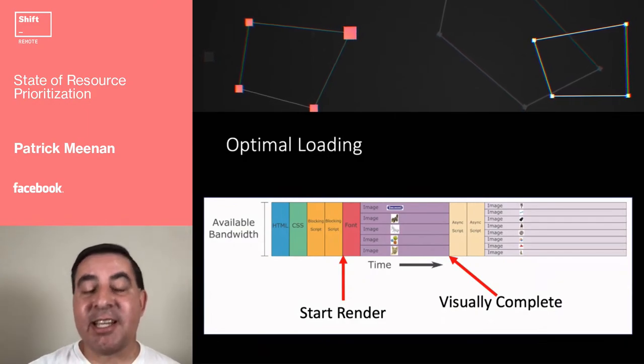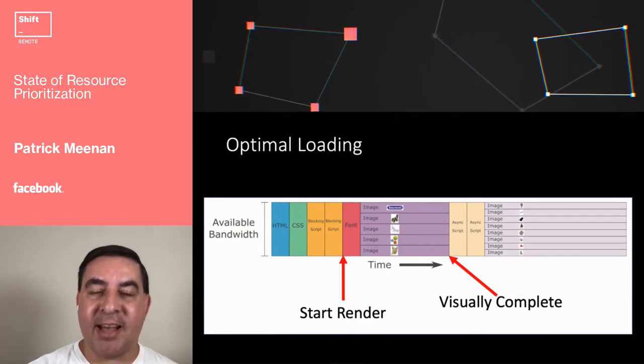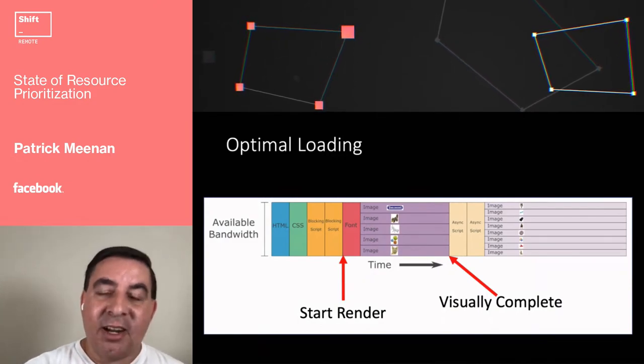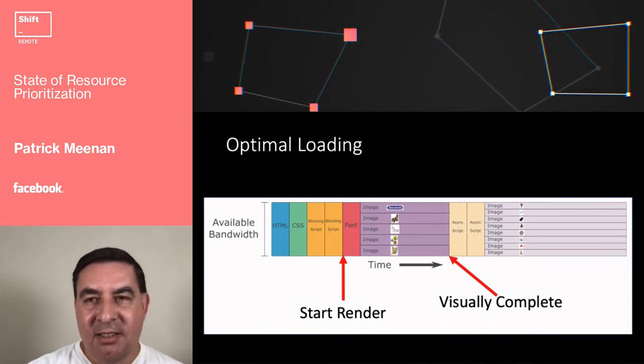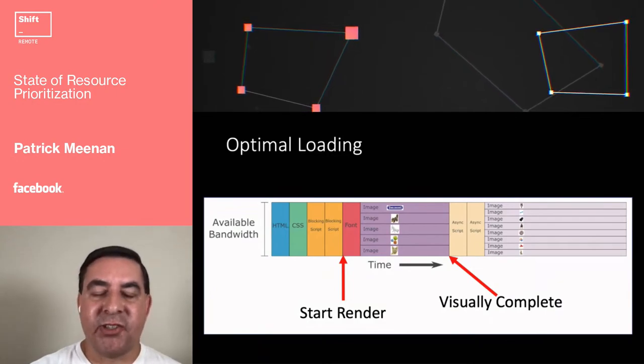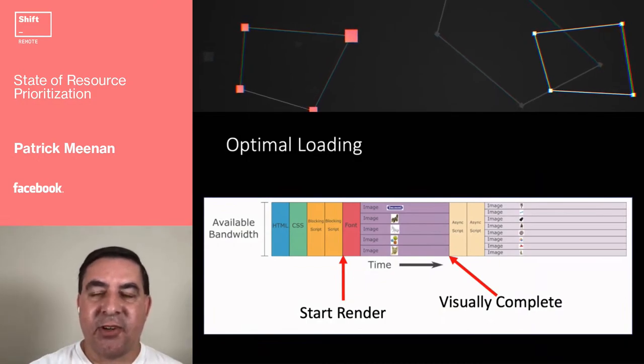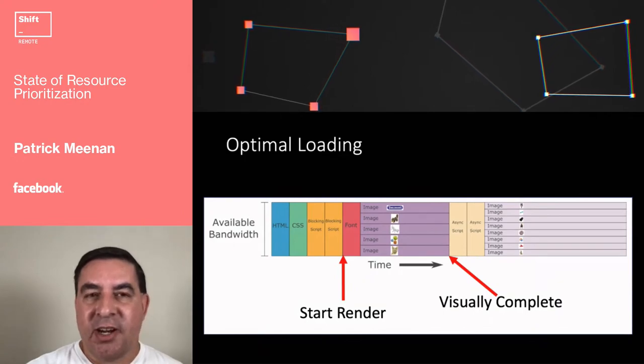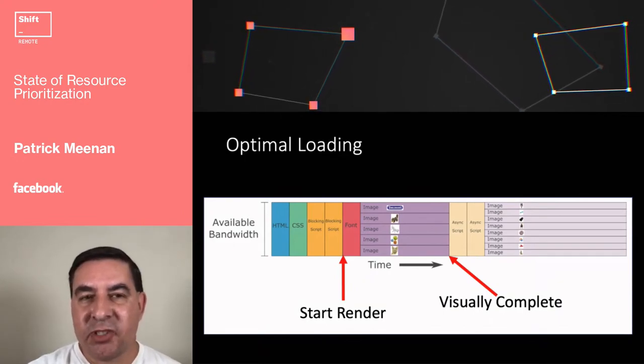And the sequencing matters a lot for getting fast experiences sooner. And so in our example page, to get to the initial content rendering as soon as possible, optimally what we'd want to do is send down the HTML first, followed by the style sheet, and then followed by each script one at a time using 100% of the bandwidth.